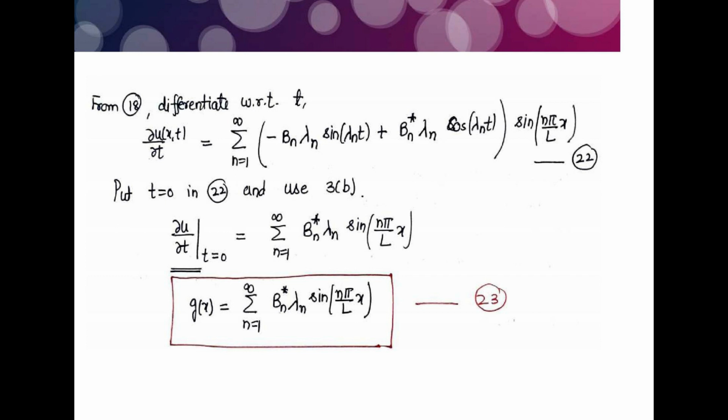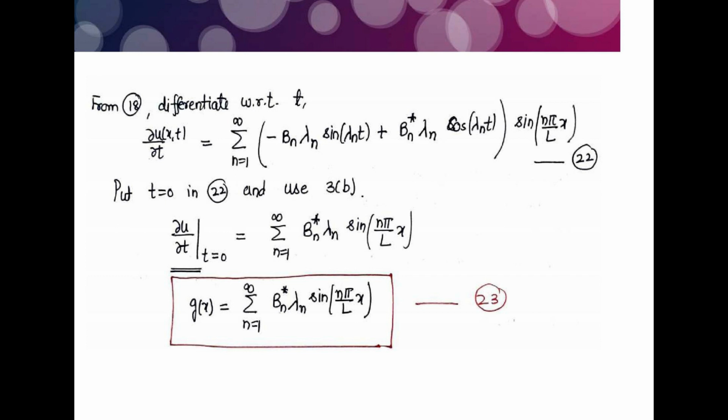Now put t equal to 0 in equation number 22. We get on the left hand side the derivative of u with respect to t at time t equal to 0, and on the right hand side we just get capital Bn star lambda n sine of n pi over L into x. Now we use the initial condition, that is the initial velocity at time t equal to 0 is g(x). So finally we have equation number 23, that g(x) is equal to summation over n from 1 to infinity of capital Bn star lambda n sine n pi over L into x.